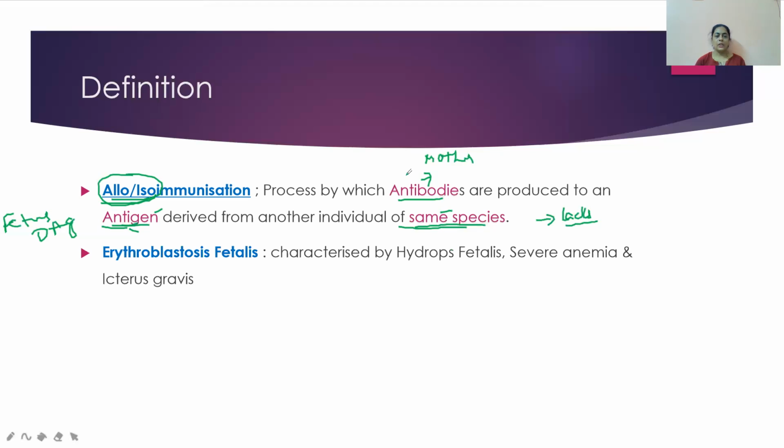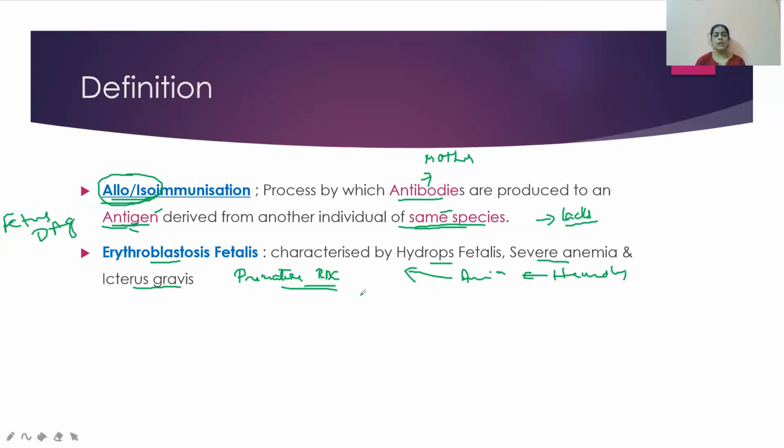So erythroblastosis fetalis. It is characterized by hydrops fetalis, severe anemia, and icterus gravis neonatal. And here blast cells are pushed into the circulation. What do we mean by erythroblast? Erythroblast means premature RBCs are pushed into circulation. Why are they pushed? Because there is hemolysis. Hemolysis leading to anemia. Fine, anemia is there. Therefore, the oxygen supply to the periphery is reduced. Therefore, these premature RBCs are pushed into the circulation.